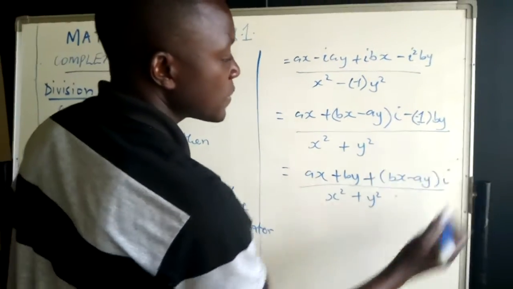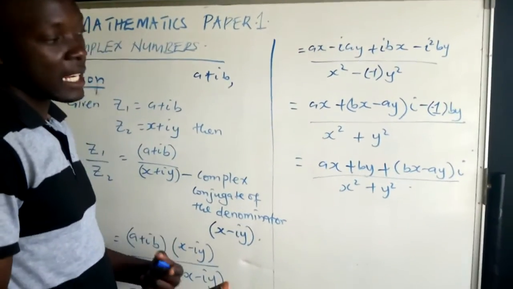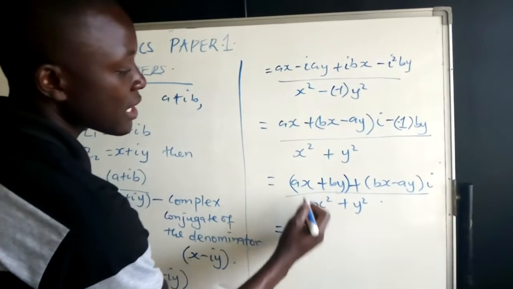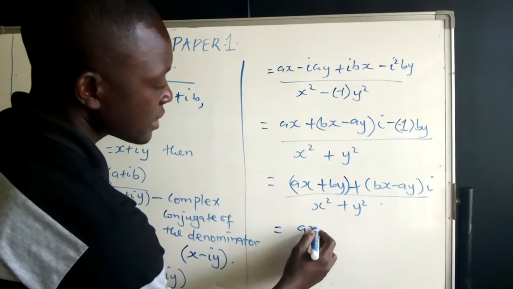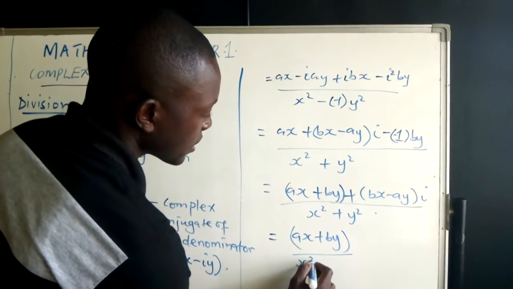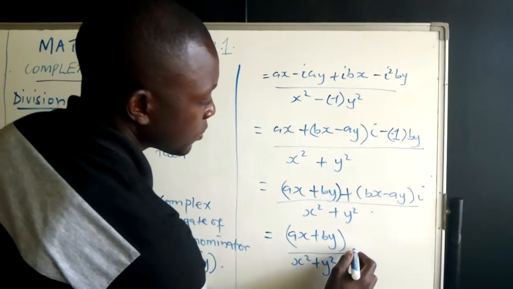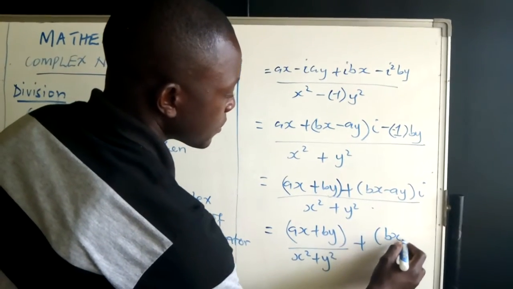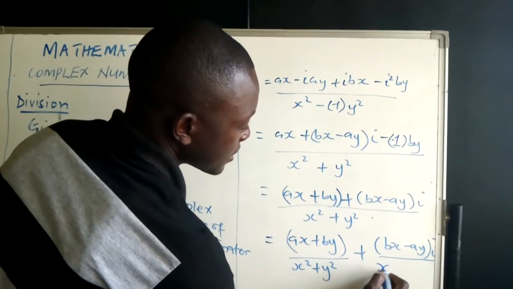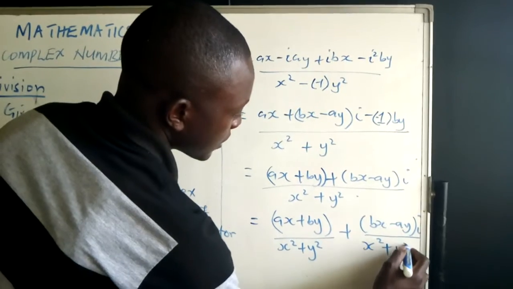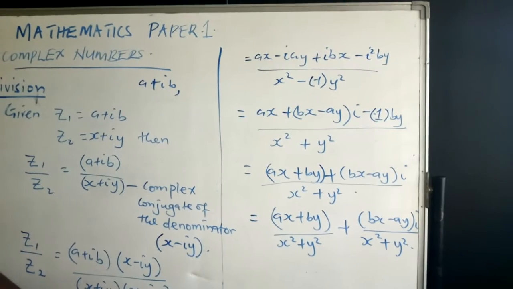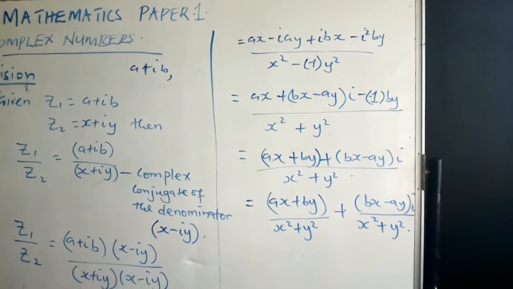Now if it comes to separating the real and the imaginary parts of this, I will have the real part is these two terms that are not having i, I will have ax plus by over the denominator, which is x squared plus y squared, plus bx minus ay i over x squared plus y squared. That's how we divide, and we are also going to look at an example.